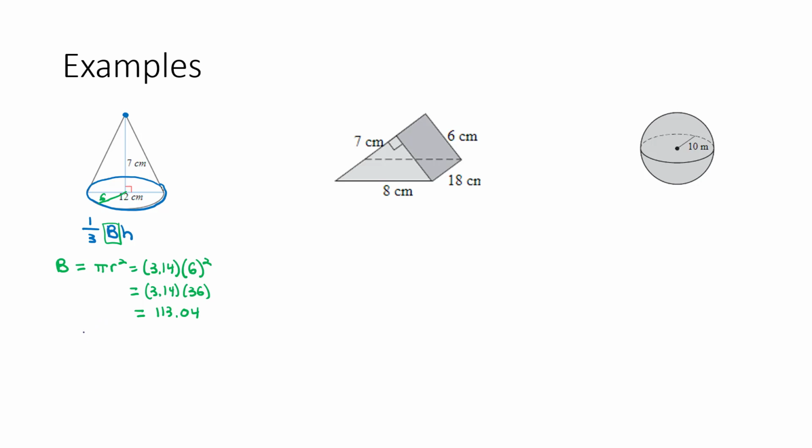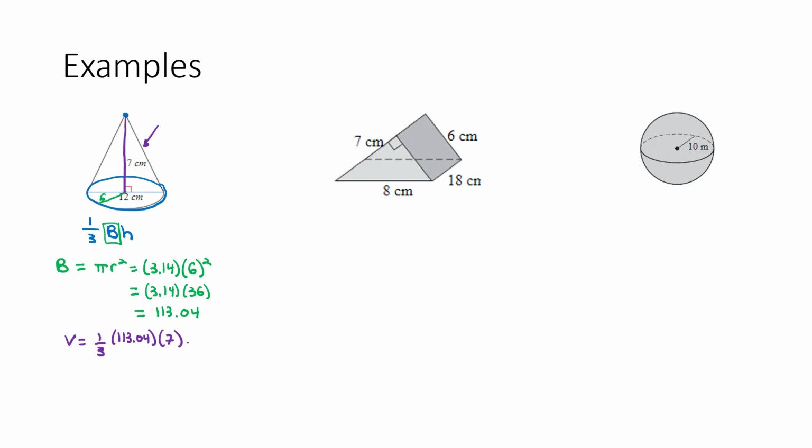So now that we've got the area of the base, the volume is 1/3 times the base, which is 113.04, times the height, which is straight down the middle. It's really important, if they give us the slant height, the diagonal part, we have to find some way to calculate the actual height. We want the actual height of the cone, not the slant height. The actual height here is 7 centimeters.